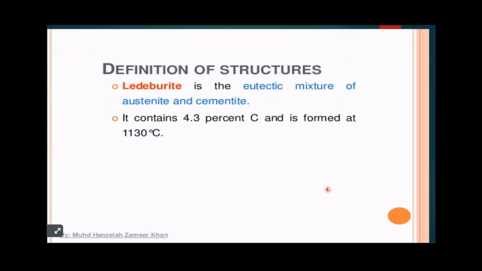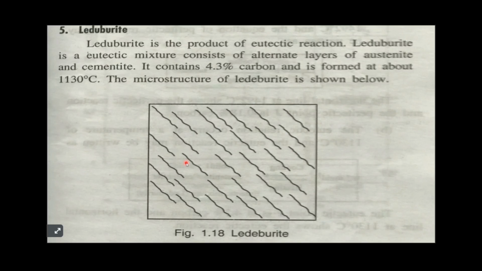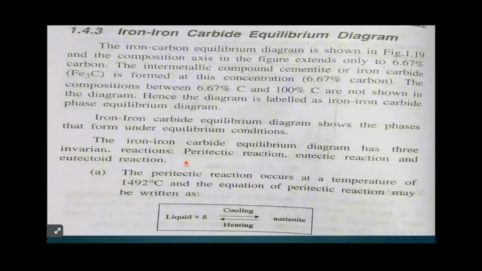Next, last one is ledeburite. Ledeburite is the eutectic mixture of austenite and cementite in the case of cast iron. That is 4.3% of carbon. It is formed at 1130 degrees Celsius. So these are all the different types of structures of steel and cast iron from the iron carbon equilibrium diagram.